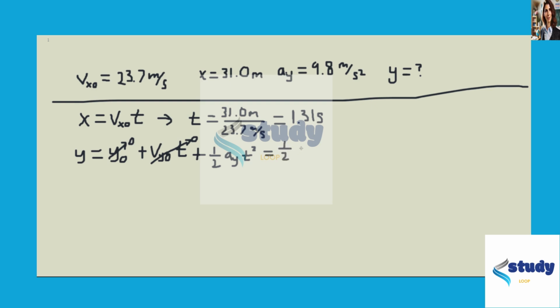Okay, so 1/2 ay is 9.8 meters per second squared. You're going to multiply this by the time, which we just found to be 1.31 seconds. All right. And this comes out to be 8.38 meters. So that is the height of the building.